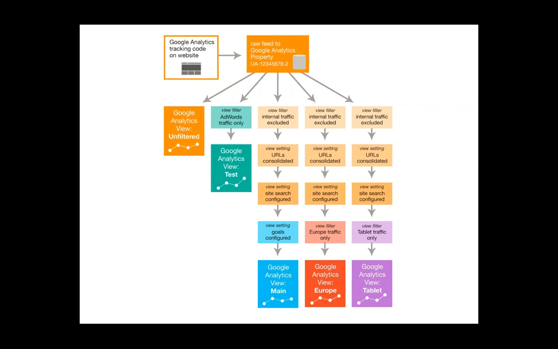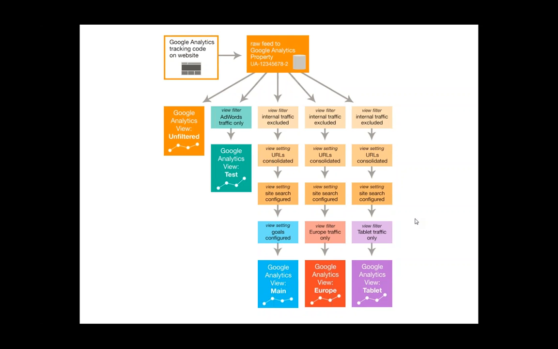If you take a moment and look, you see that URL consolidation is more housekeeping. If you go further down, in the blue box we have view settings, goals configured. So goal configuration is another way that we can alter the raw data that's coming in to Google Analytics. If we see a view filter for Europe traffic only in the fourth column, that is a way that we're creating a hard-coded data subset. Go all the way over to the right, the purple filter, and we see that we are filtering our data down just for tablet. So these are different ways that we can view the same raw data that's coming into Google Analytics.